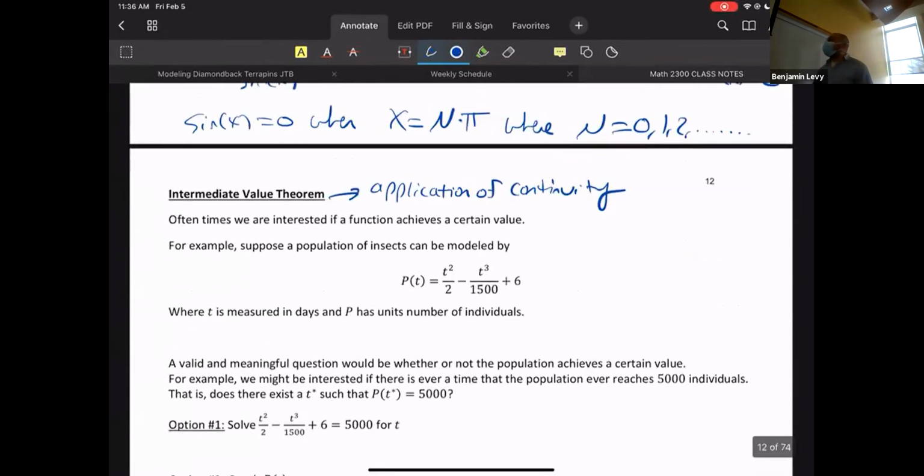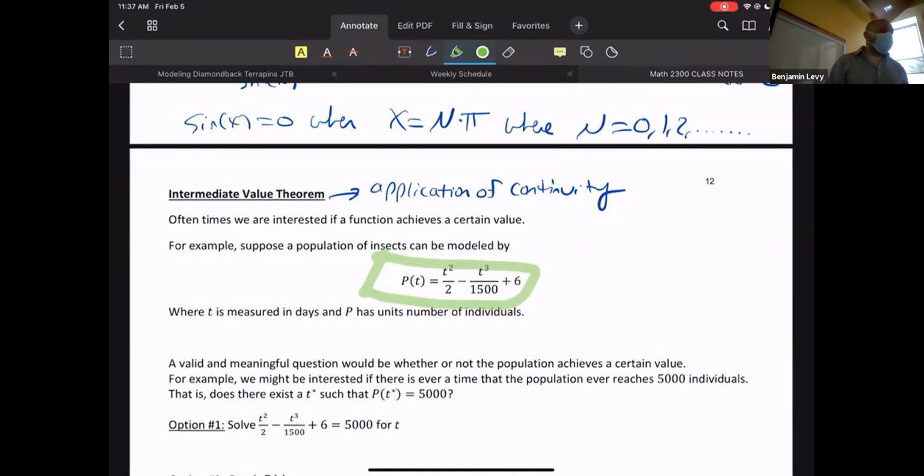And so the idea is we might care about whether a function hits a certain point or not, but we don't necessarily care what that point is. So for example, to illustrate the concept, I'm going to think about this population of insects. And I just made this one up. Sometimes I use real functions that I pull out of papers, like real scientific papers. This is not one of those. I just made this one up.